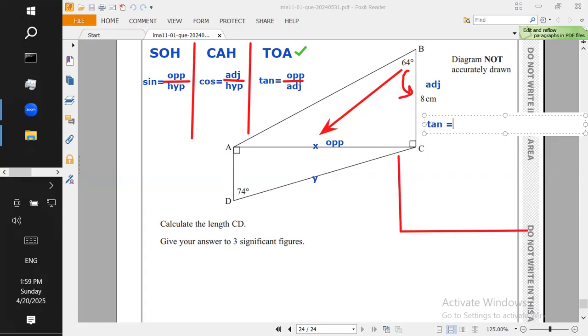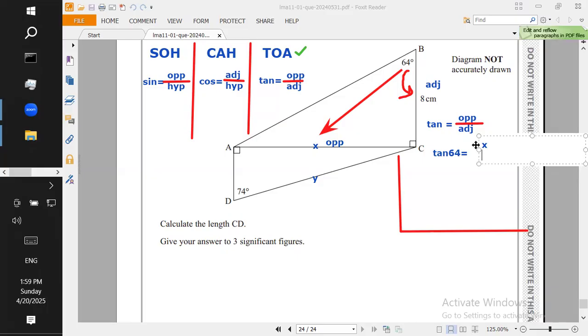So here I'm going to use the tan. Tan equals opposite over adjacent. First, I write the rule here. Make sure you always write the formulas so you can get a mark for the formula in some questions. So tan of the angle equals opposite over adjacent. Now the angle is 64. So tan of 64 equals opposite, which is x. Let's write x here. Over adjacent, which is 8.